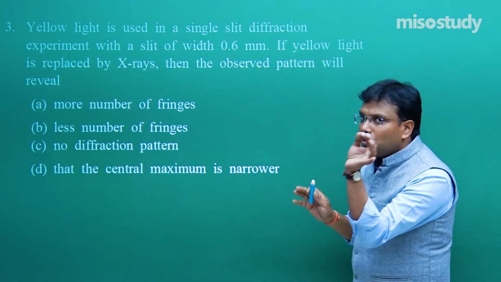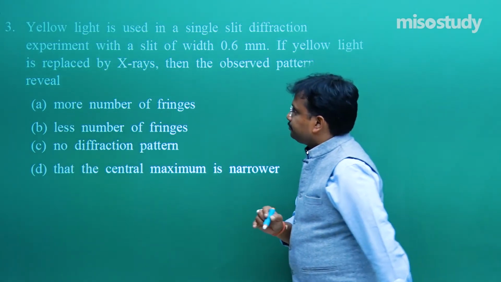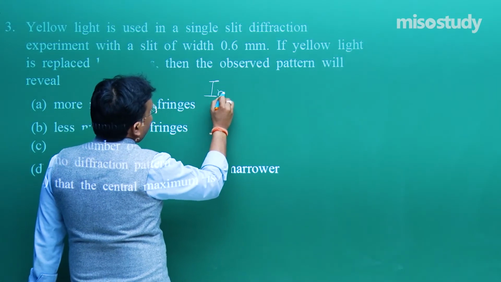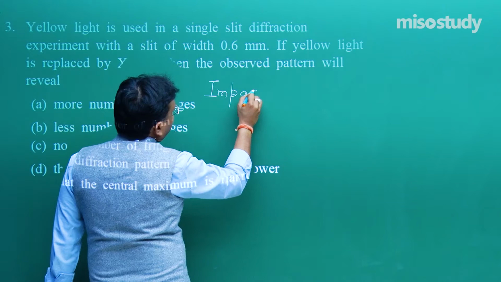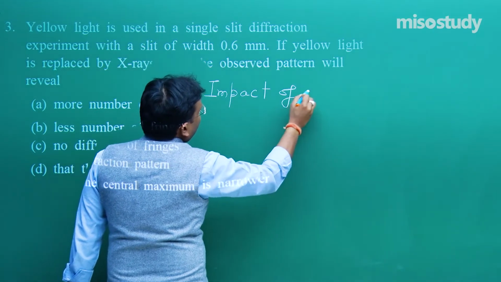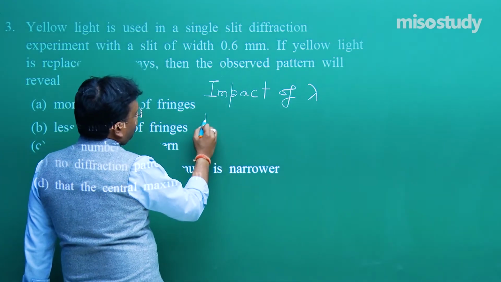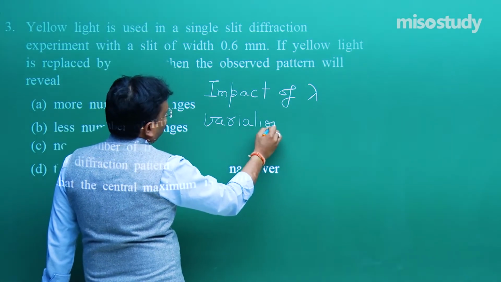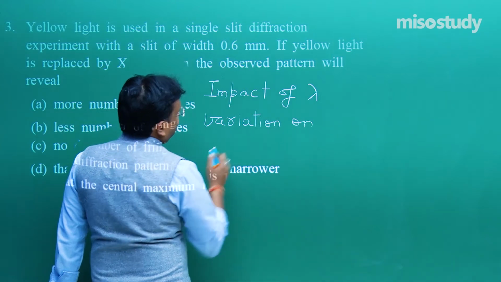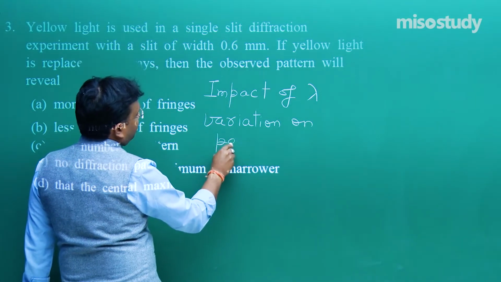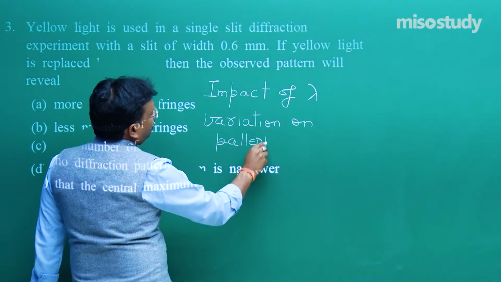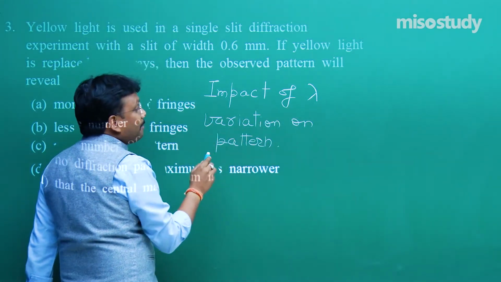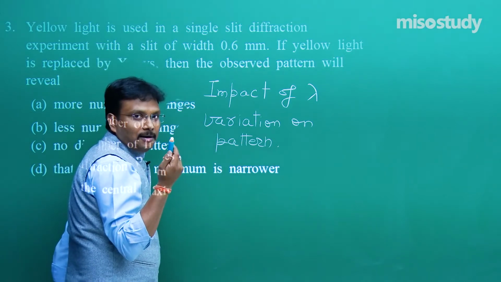So let me write down a single line over here, that is, impact of lambda variation on pattern. Simple. This is the main idea of this question, impact of lambda variation on pattern, fine.